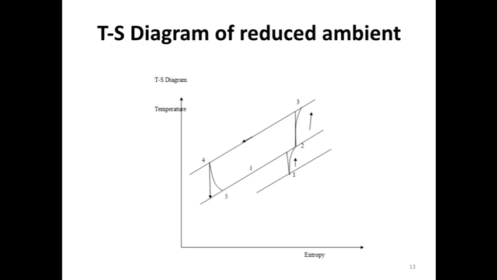So here you can see the TS diagram of the reduced ambient system. 1 to 2, the ramming process takes place. 2 to 3, isentropic or actual compression takes place in the main compressor. 3 to 4, constant pressure heat rejection takes place. 4 to 5, expansion takes place in the secondary turbine, or T2 turbine, and then 5 to 1, the expanded air is supplied to the cabin.